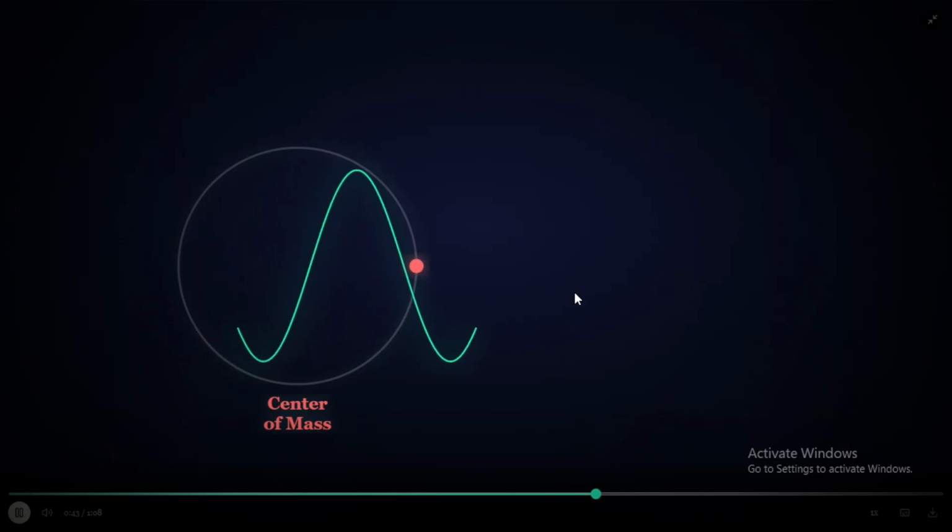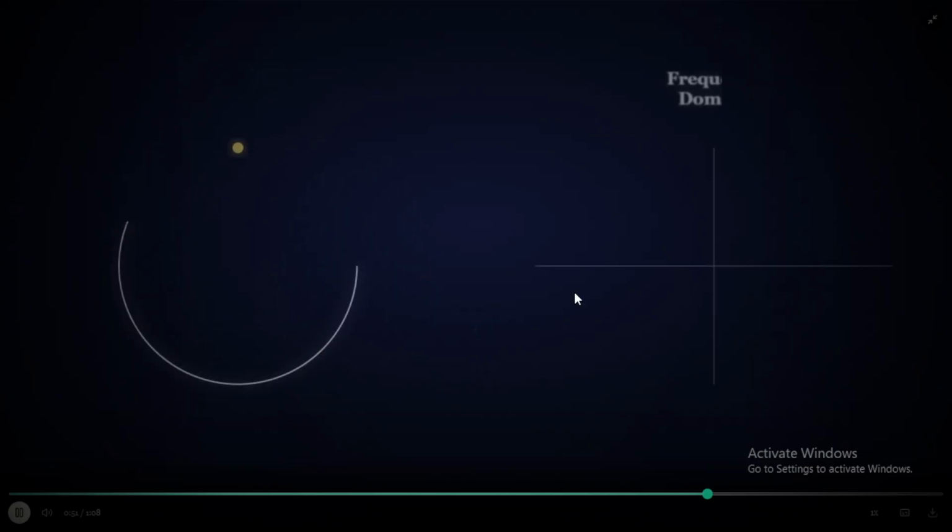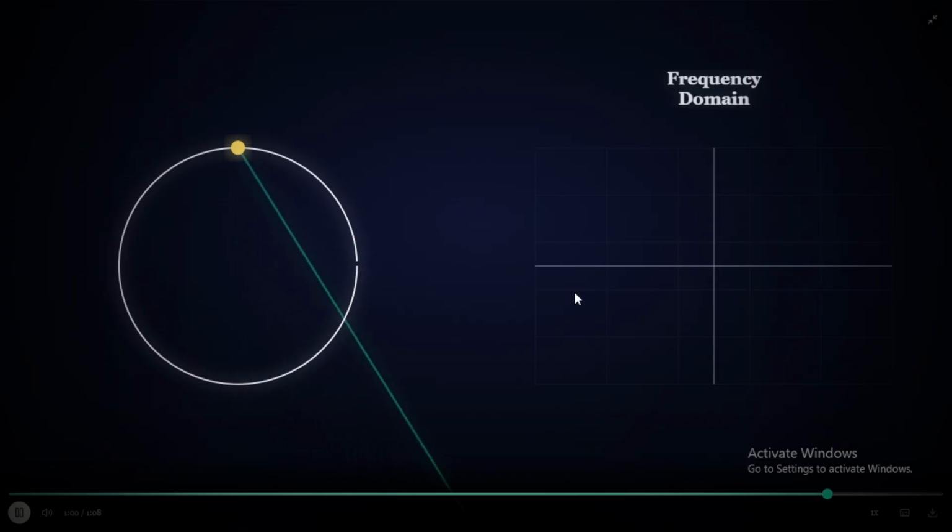The peaks of the wave all align on one side of the circle, causing the entire shape to shift its center of mass away from the origin. By tracking how far that center of mass moves for every possible wrapping frequency, we create a new graph. This is the frequency domain. Each spike in this graph tells us exactly which pure notes were hidden inside our original messy signal.